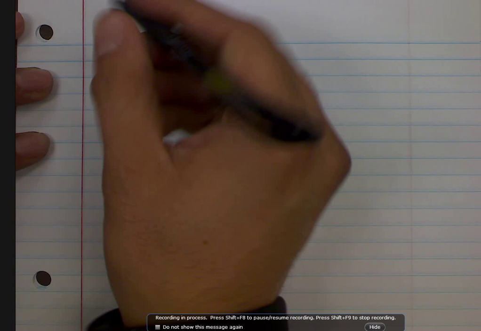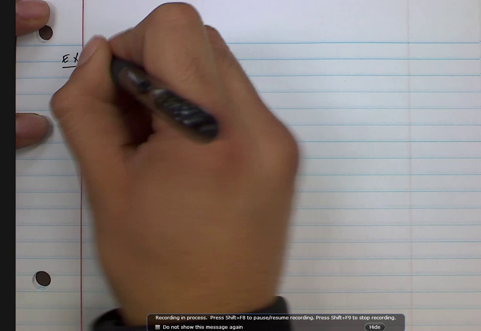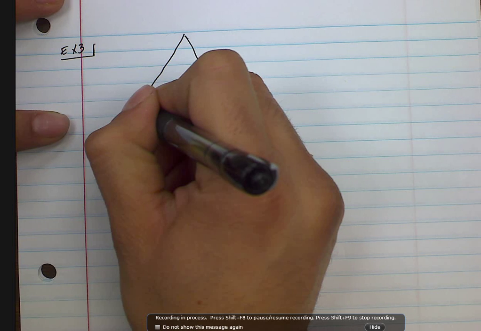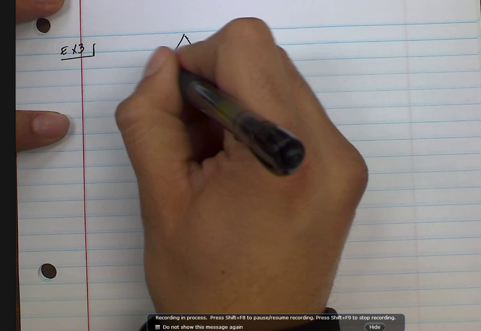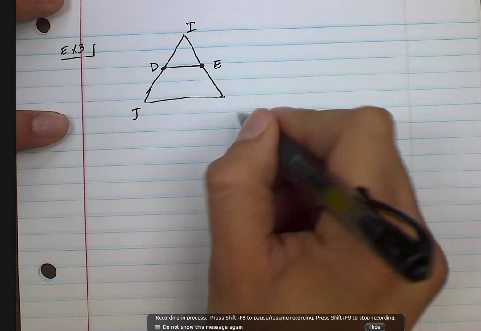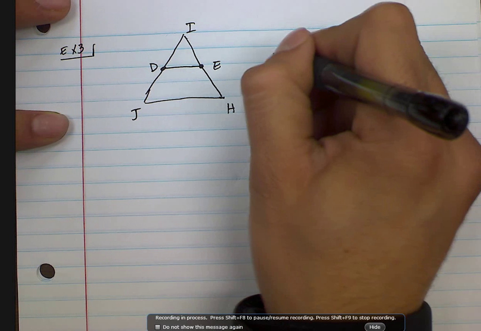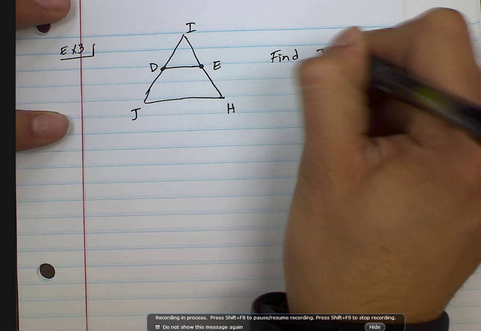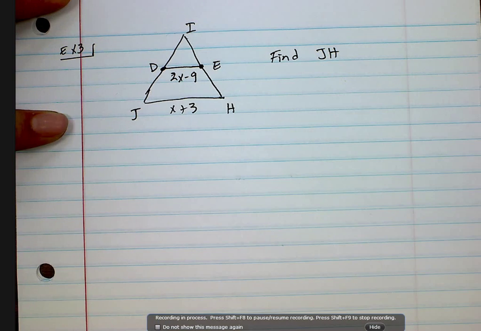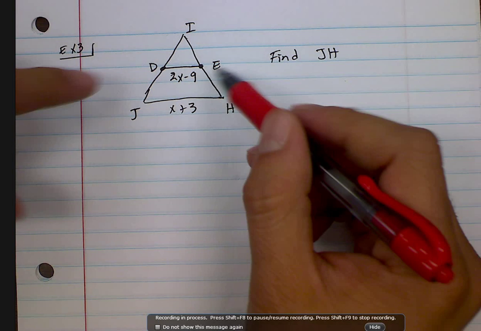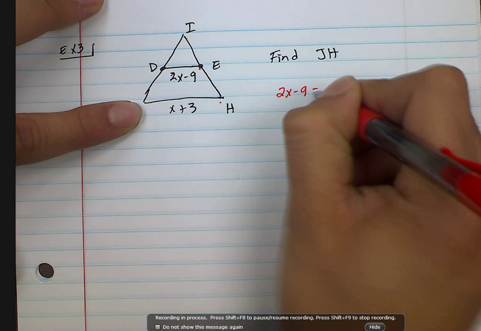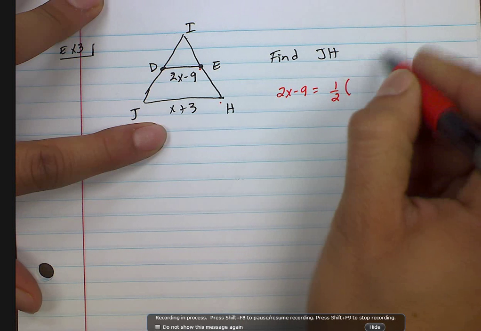So here's another one, example 3. Let's call a different one. Let's call this J. The midpoint is D. The midpoint is E. So there's your mid-segment. DE is the mid-segment. This one is I. This one is H. And they want us to find JH. And this one is 2x minus 9, and this one is x plus 3. So again, the idea is the same. The concept is that this one is equal to 1/2 of that. So we have 2x minus 9 equal to 1/2 of JH, which is x plus 3.